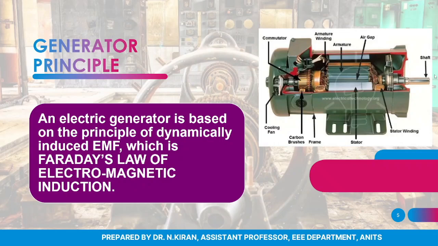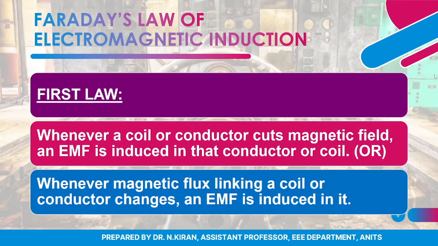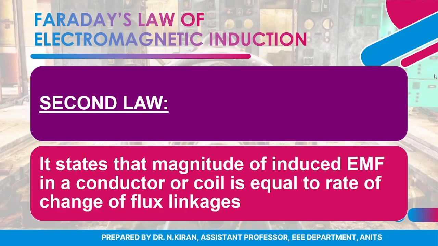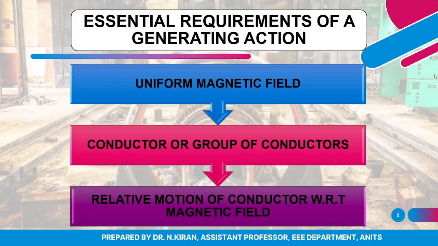And the basic principle on which a generator works is Faraday's law of electromagnetic induction. We all know that the first law of Faraday's law is nothing but whenever a coil or conductor cuts the magnetic field, an EMF is induced in that conductor or coil. We can also define that in the other way: whenever the flux linking a coil or conductor changes, an EMF is induced in it. And the second law of Faraday's law states that the magnitude of induced EMF in a conductor or coil is equal to the rate of change of flux linkages.